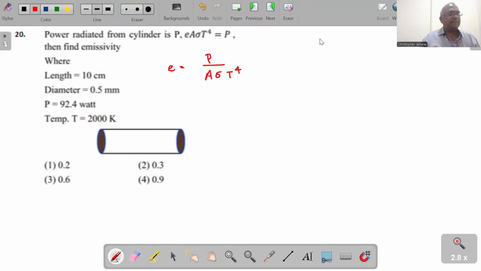இதுல ஏரியா தான் பிரச்சனை. இது ஒரு ஏரியா, இது ஒரு ஏரியா. அப்போ it can be called pi r squared. அப்போ இது ஒரு 2 pi r squared. அடுத்து இந்த circumference எப்படி எடுக்கலாம்னா 2 pi r into length. அப்போ மொத்த ஏரியா அப்படின்னா 2 into pi r squared plus 2 pi r into L. இதுதான் ஏரியா. ஓகே, இப்போ substitute பண்ணுவோம். Power is nothing but 92.4 by area.